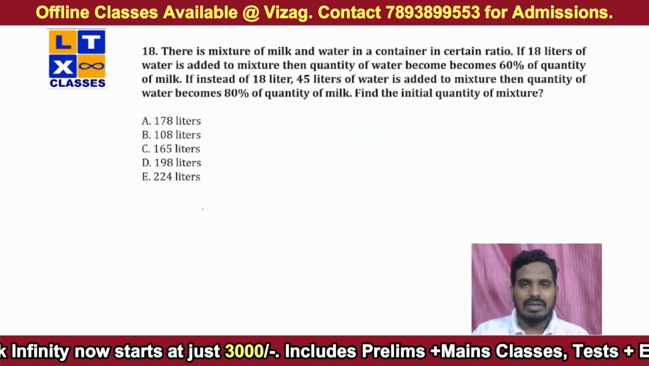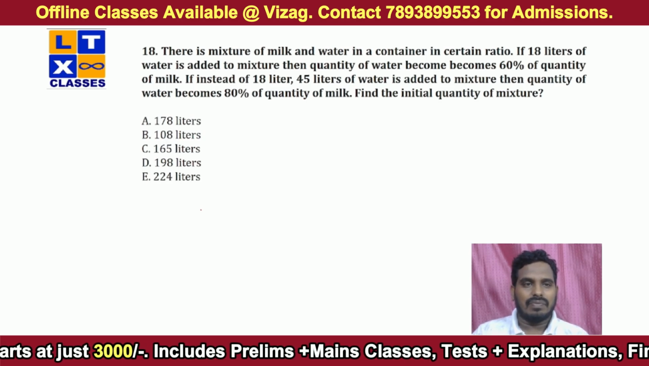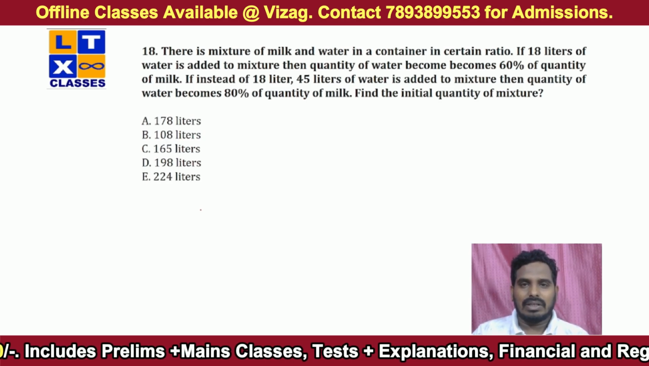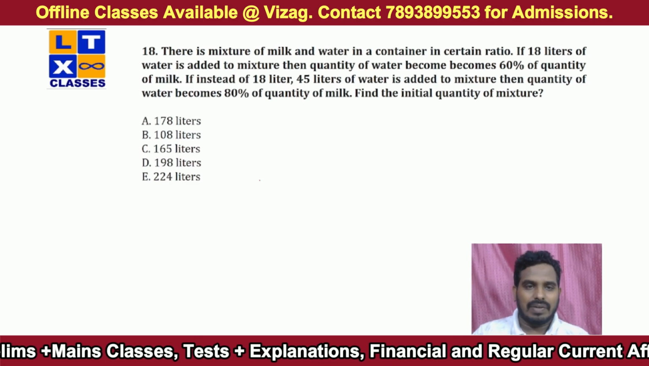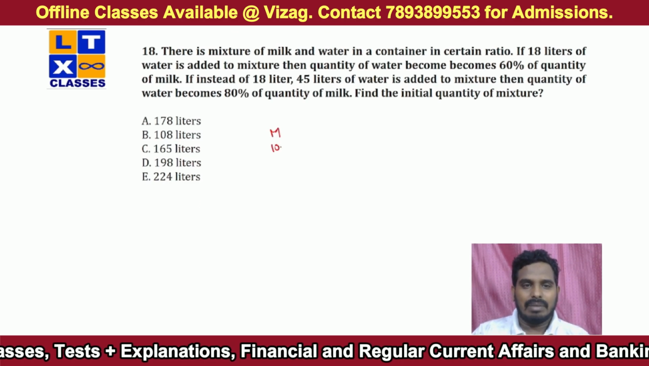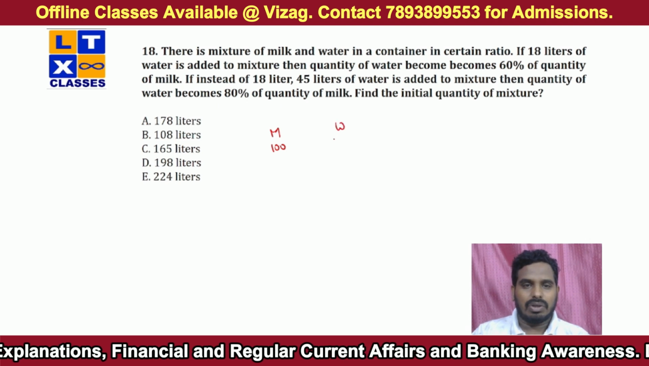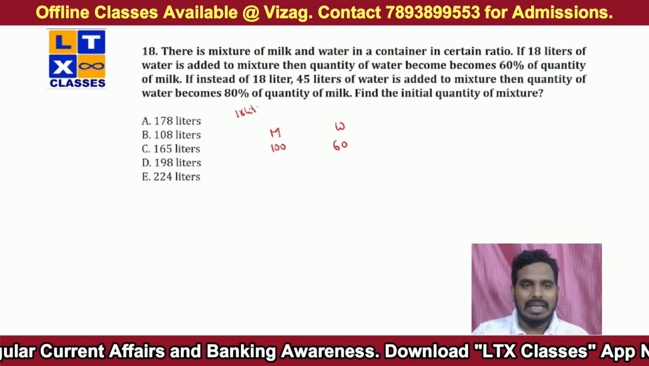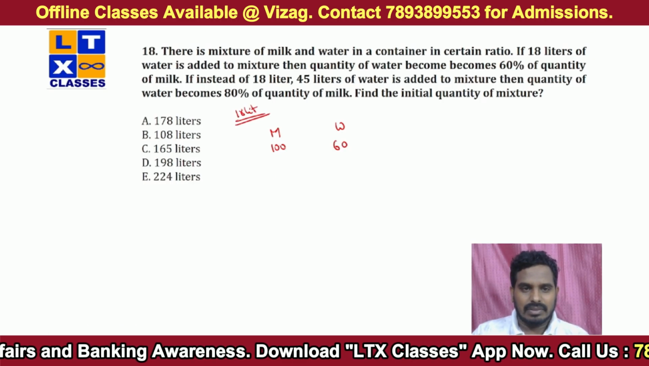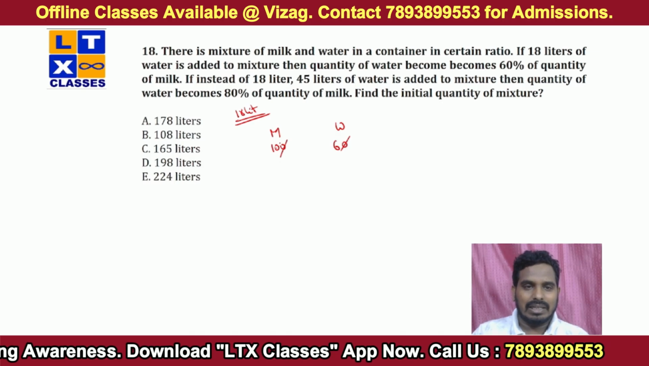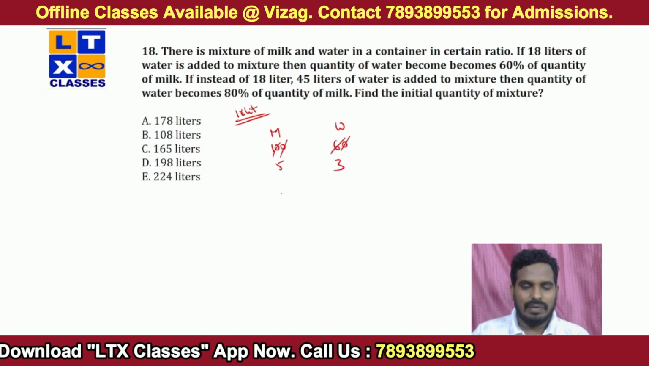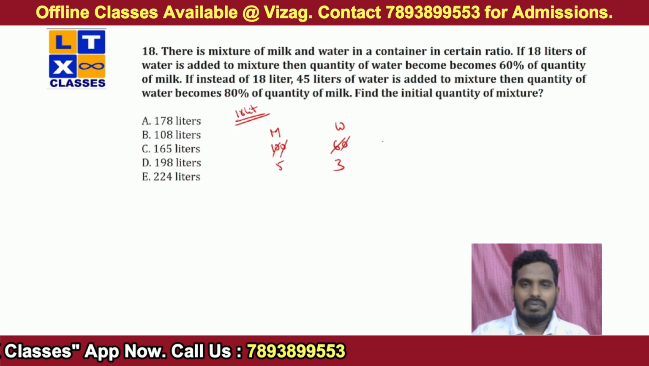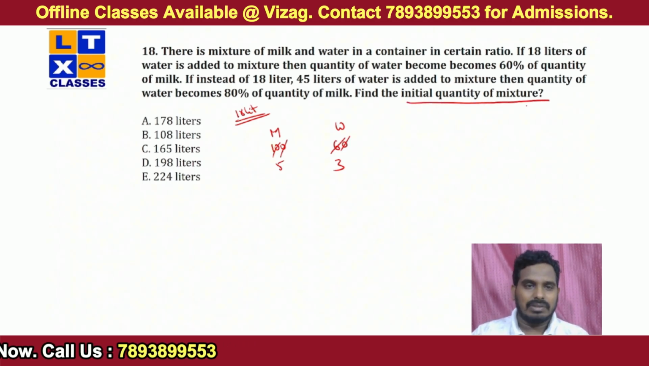There is a mixture of milk and water in a container in a certain ratio. If 18 liters of water is added to the mixture, then the quantity of water becomes 60% of the quantity of milk. Okay, let the milk be 100%, then the water is equal to 60%. This is after adding 18 liters to my mixture. So after adding 18 liters, they will be in the ratio of 5 is to 3, right? Now we are asked to calculate the initial quantity of the mixture. So if I add 18 to my initial quantity, definitely it should be an 8 multiple.